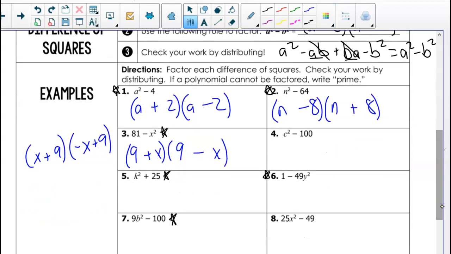Looking at number 5, k squared, I can take the square root of it because k times k equals k squared. 25, the square root of that is 5. However, this has a plus. So that means I cannot do the difference of squares since this is not a difference. So this is prime.